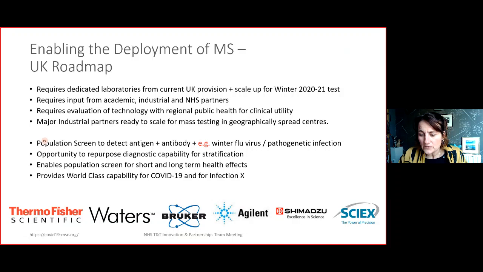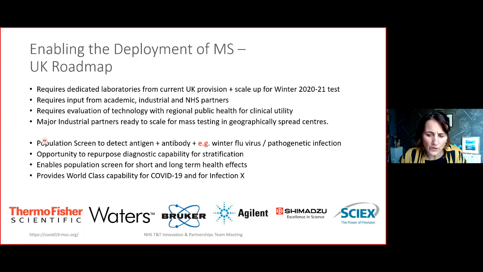We had a lot of discussion with industrial partners, and some of them are here, and there's many others that have been talked to. And what our brief was to scale ourselves for mass testing in areas spread across the UK. So we set a challenge that we would be able to screen the population of the UK and detect the antigen from the virus and potentially also the antibody and something else, and something else in our case is going to be winter flu virus.